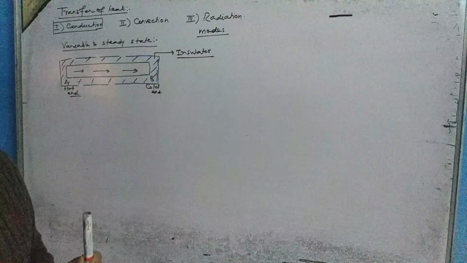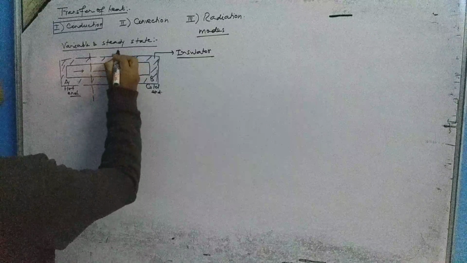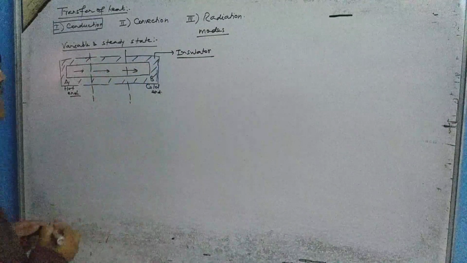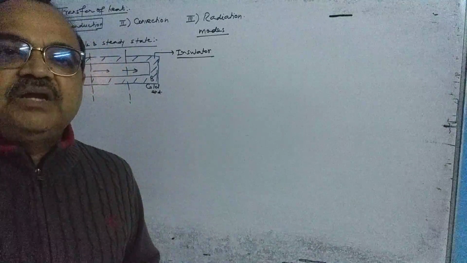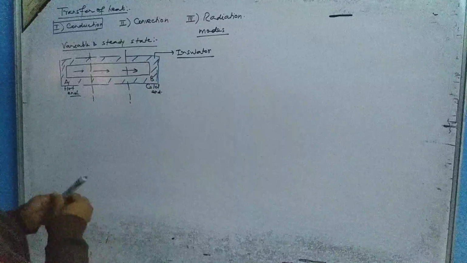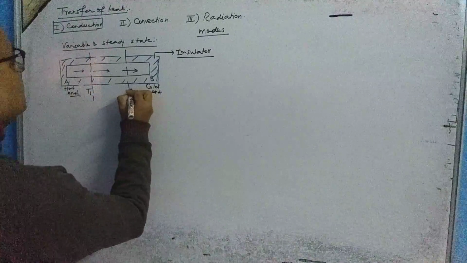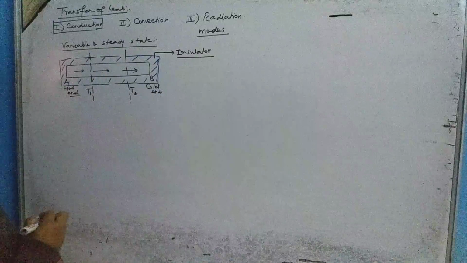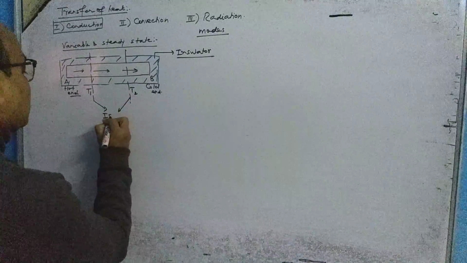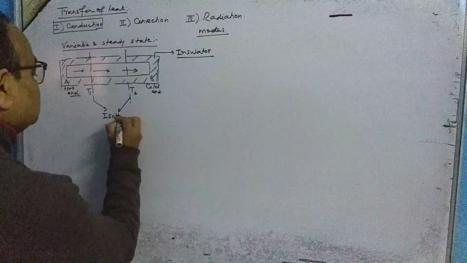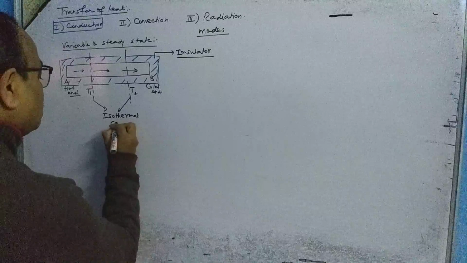After some time, we will see that every section, suppose section A or suppose section E, the temperature of every section will become constant. It will not be varying. Suppose the temperature of this section here is T1 and this section is T2. So these sections whose temperature has become constant, these cross sections are called isothermal cross sections.